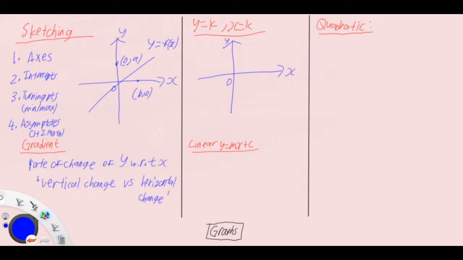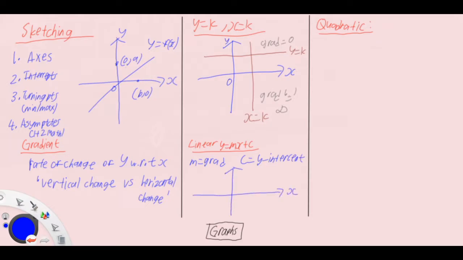Basic graphs, y equals k and x equals k: a horizontal line for y equals k, a vertical line for x equals k. The gradient of y equals k is 0, the gradient of x equals k is undefined, usually equated to infinity. Linear graph, y equals mx plus c, where m is the gradient and c is the y-intercept. So it's basically a diagonal line going upwards for a positive gradient, positive m, and going downwards for a negative gradient, negative m.